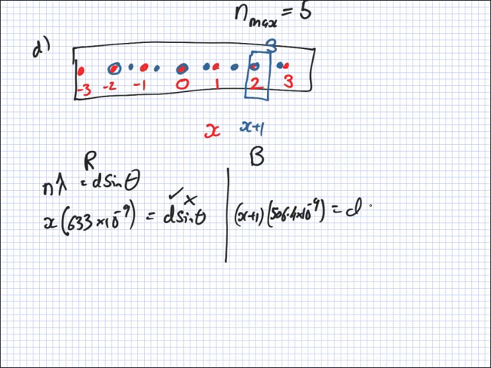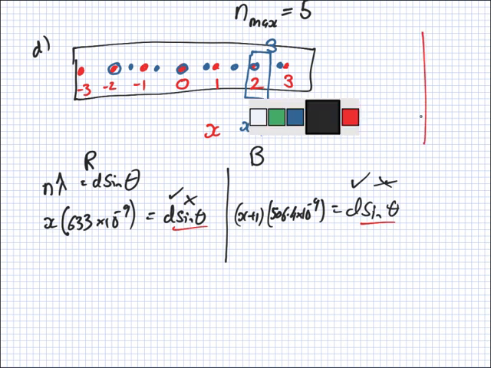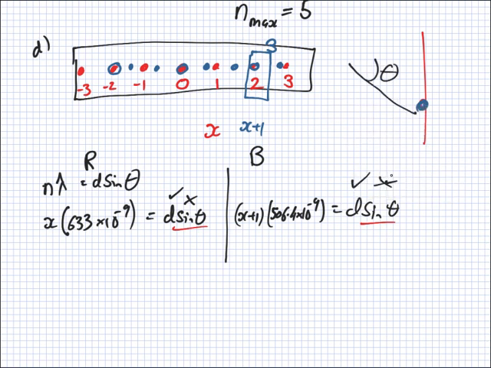And that's also equal to d sine theta. And you know the d, but you don't know the sine theta. Now here's the trick. Although you don't know the sine theta, you know that these should be the same. Because if the red and the blue are at the same point, then it means you have the same angle here.